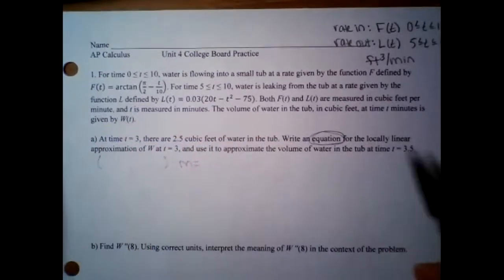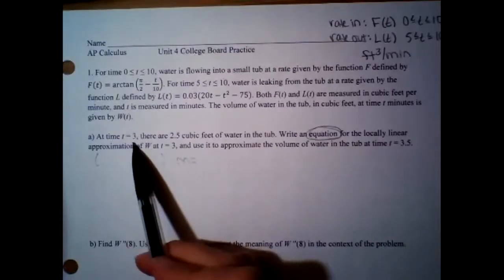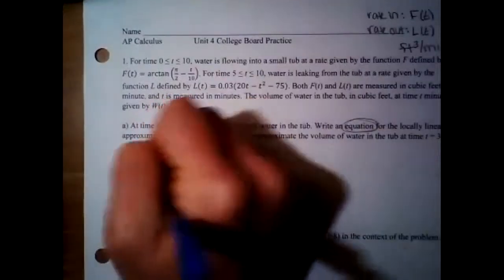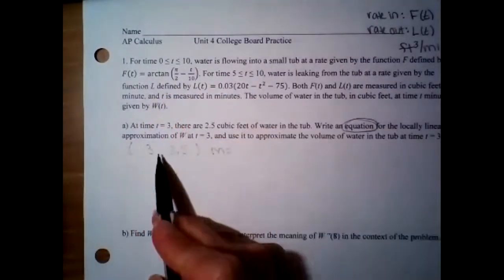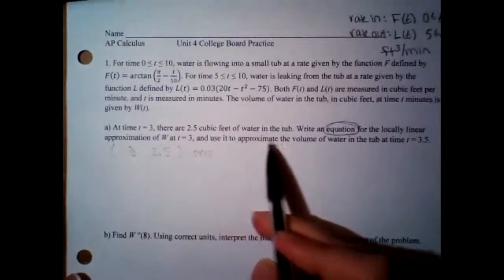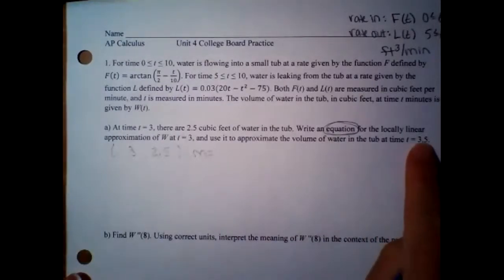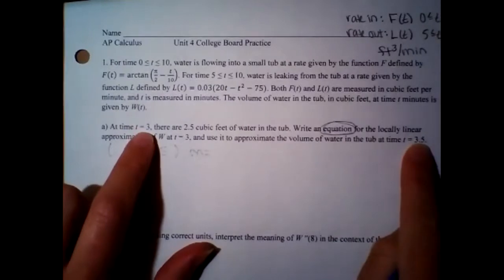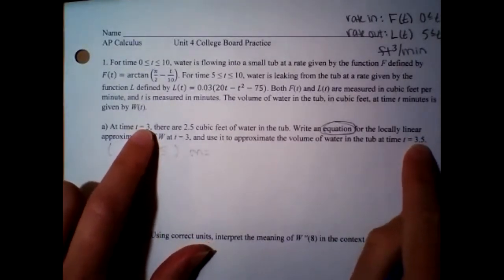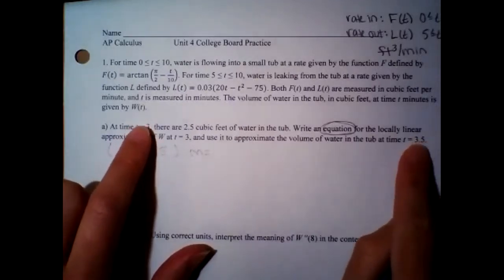And then they throw a lot of vocabulary at you for the local linear approximation at 3. It's like, yeah, you told us at time 3. So they gave us the point. It's 3, 2.5. That's our point. At time 3, there's 2.5 cubic feet of water. Use it to approximate the volume of water at time 3.5. So remember, we're allowed to do an approximation as long as it's really close to the point of tangency. So if we're writing this at 3.5 is what they're asking us to plug in. I'd rather it was a little closer, but anyway, we're going to do that approximation.